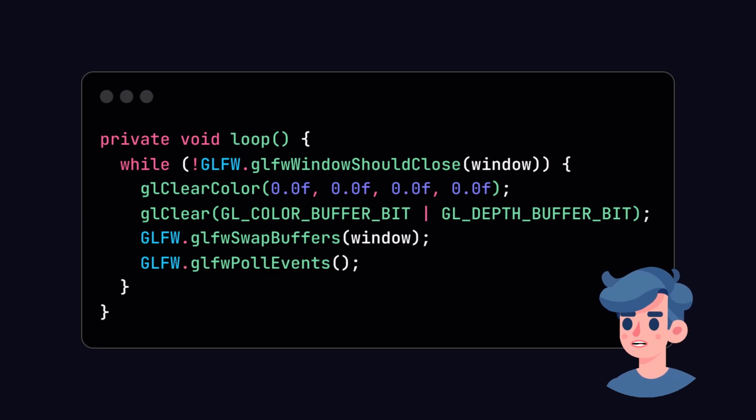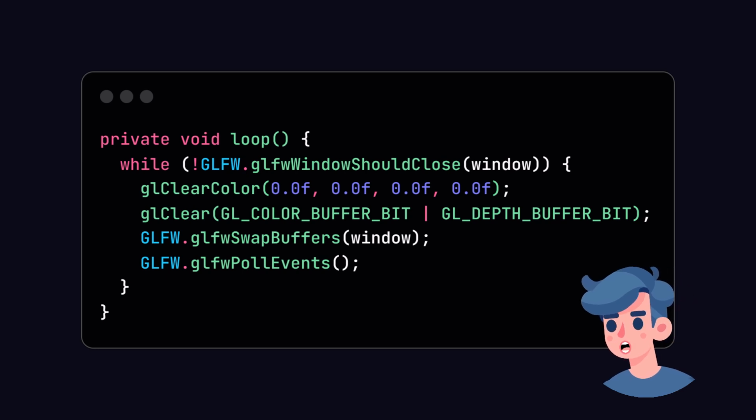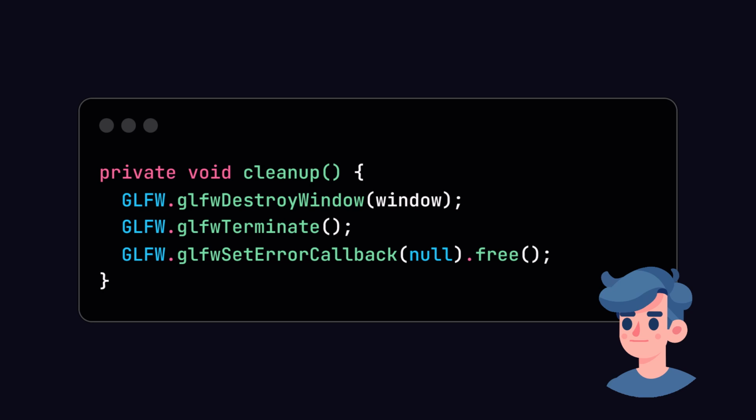Now that our window is set up, let's move on to the game loop. The game loop will keep running until the window is closed. We'll also add some basic rendering logic here. Finally, we should implement the cleanup method. This ensures that GLFW resources are released when the game exits. It's always good practice to clean up after ourselves.